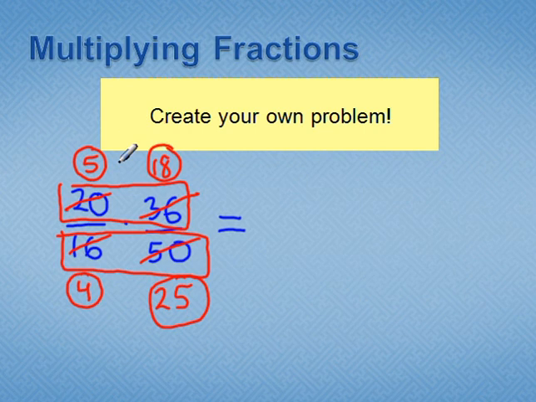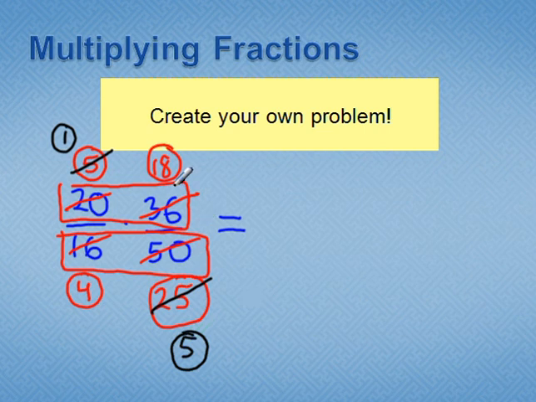Remember, anything in the numerator can be reduced with anything in the denominator. We've got a 5 up here and 25 down here could both be divided by 5. So 5 divided by 5 is 1. 25 divided by 5 is 5.